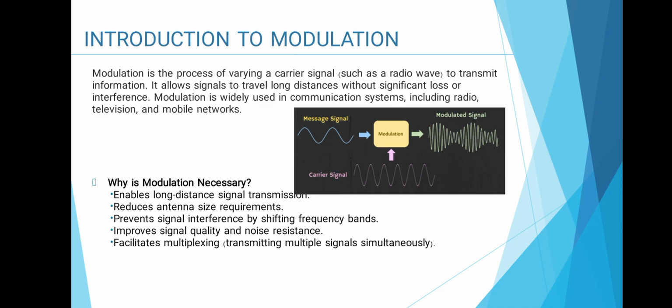So, why is modulation necessary? It enables long distance signal transmission, reduces antenna size requirement, prevents signal interference by shifting frequency bands, improves signal quality and noise resistance, and transmits multiple signals simultaneously.